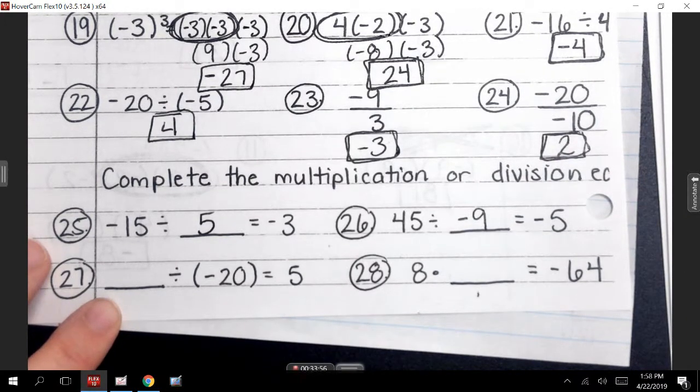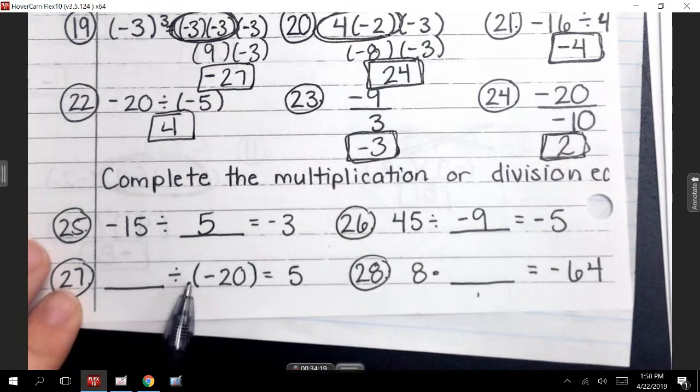27 is tricky. What do we get for 27? Harper? Negative 4. Not negative 4. Remember, I'm dividing by 20. It's actually going to be much bigger. Fernando? It's not 4. Davis? It's not 4. I've got to divide it by 20. Guys, can 20 go into 4? No. Addison?